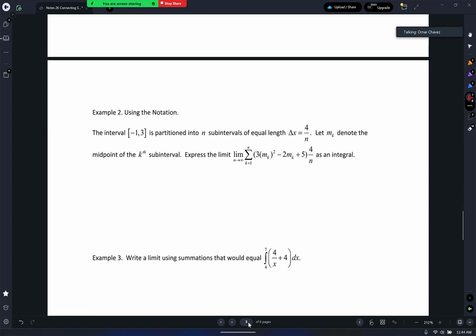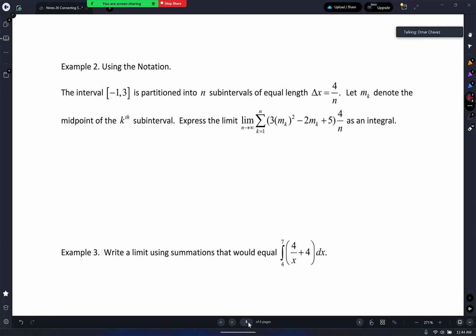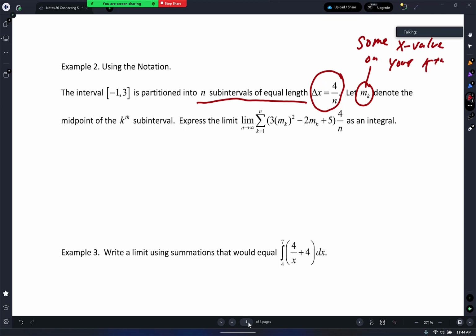All right, here we go. This is the important part. We're going to go slow. The interval from -1 to 3 is partitioned into n subintervals of equal length. And they're taking away the fun from us, that 4 over n. We'll show you how they got the 4. Let m of k denote the midpoint of the kth subinterval. This m of k is just some x value on your kth rectangle.